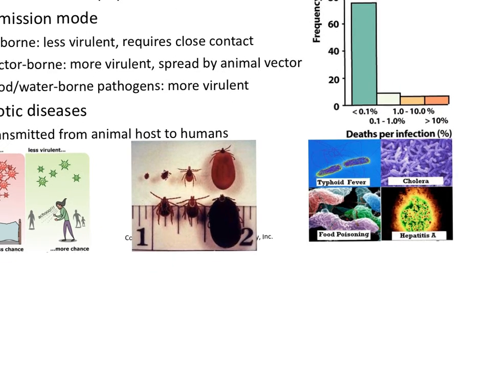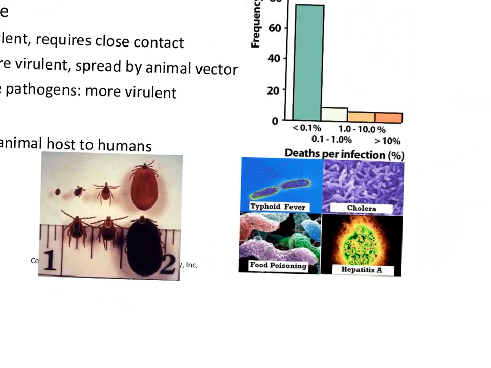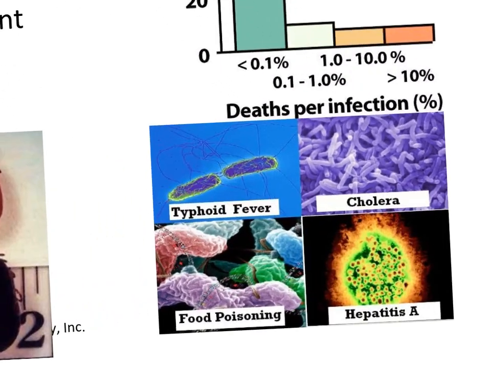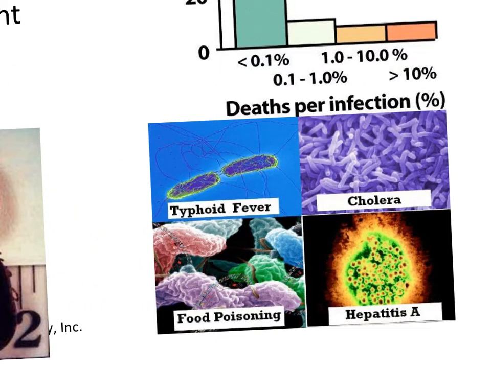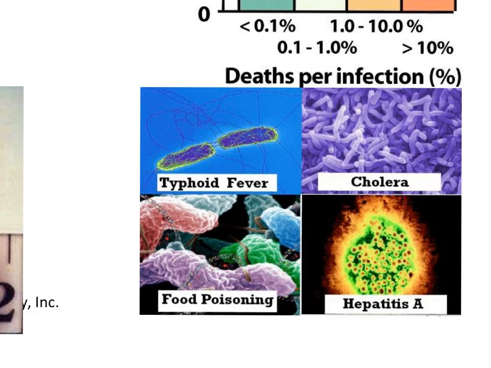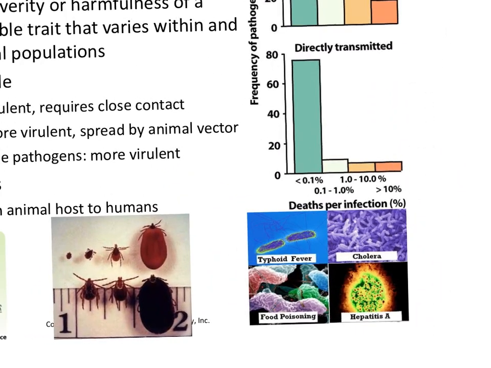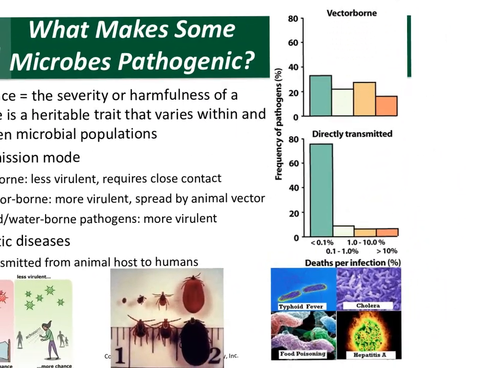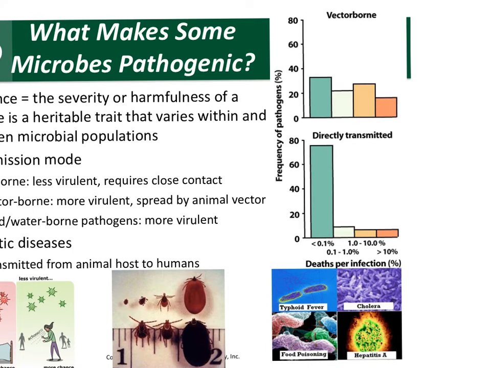Ticks carry a lot of different diseases. These are all different kinds of water and foodborne pathogens: typhoid fever, cholera, food poisoning, salmonella, hepatitis A, and there's many others.